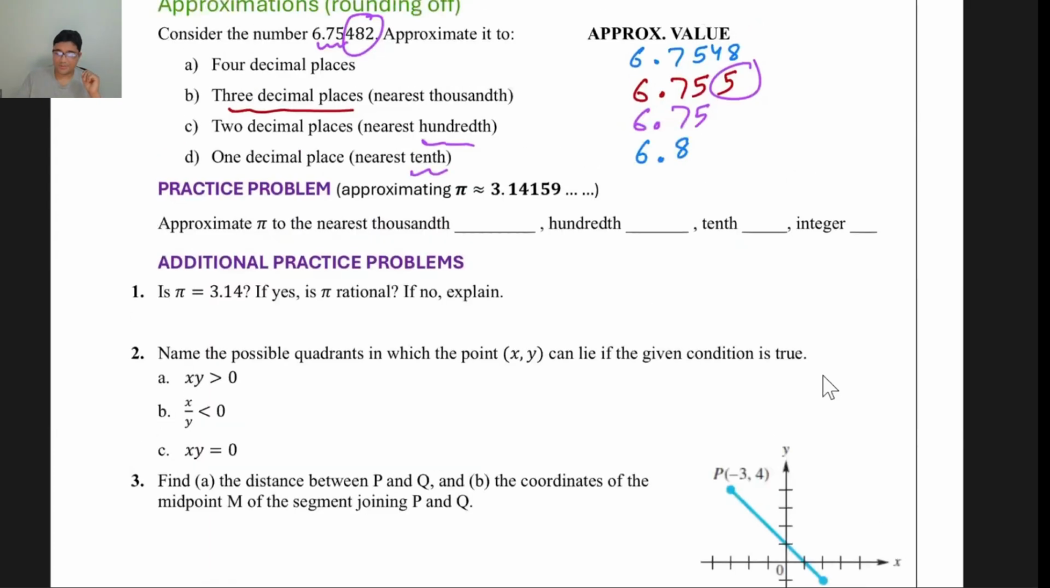Okay. So here is a practice problem. Take the first few decimals of pi, 3.14159, and do the approximations. Pause the video, do it, and check with me. 1000th should have been 3.142. 100th would be 3.14. 10th will be 3.1. And just the integer approximation will be 3. Okay.